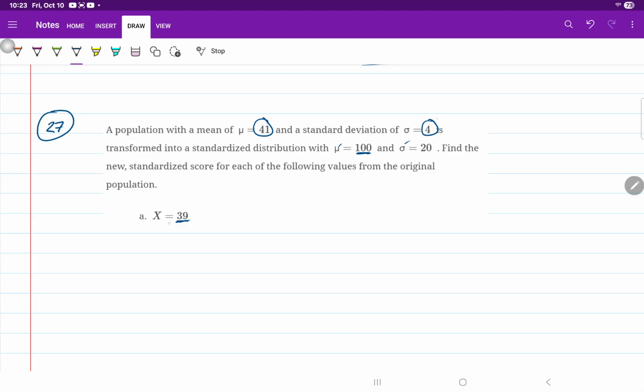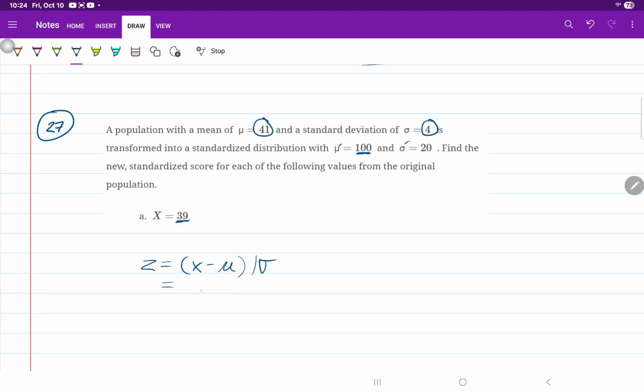And now we need the relative position of that score on a new distribution, a transformed set of scores with a mean now of 100 and a standard deviation of 20. So the first step is to compute our z-score, again, because the z contains all the information we need about these relative positions. So I'll just rewrite the z formula just for fun here.